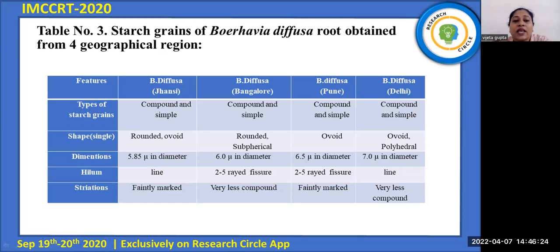Dimensions: 5.85 micron in diameter in Jhansi, 6 micron in Bangalore, 6.5 micron in Pune, and in Delhi, it's 7 micron in diameter. Hilum is a line in the Jhansi region. In the Bangalore region, 4 to 5 rayed fissures are there, similarly in Pune, and a line in the Delhi region. Striation is faintly marked in the Jhansi region. In Bangalore, it is very less compound, faintly marked in Pune, and very less compound in Delhi. This is a comparative study of starch grains in different regions.